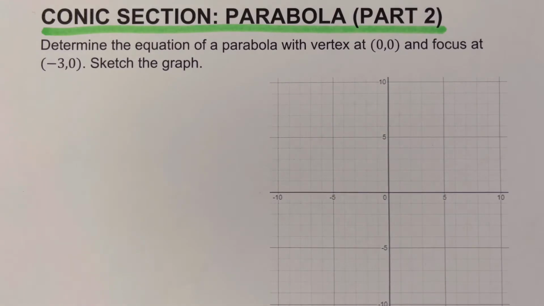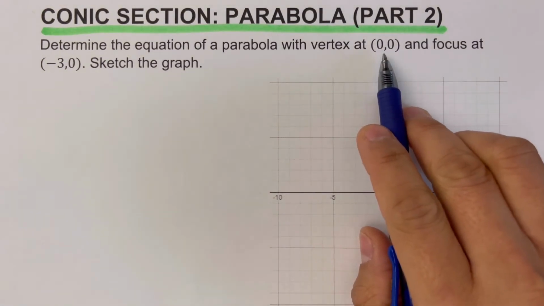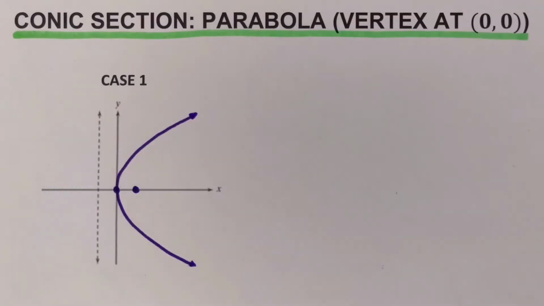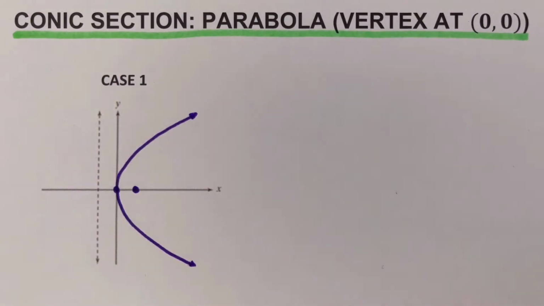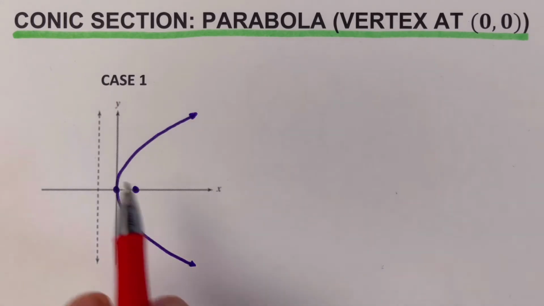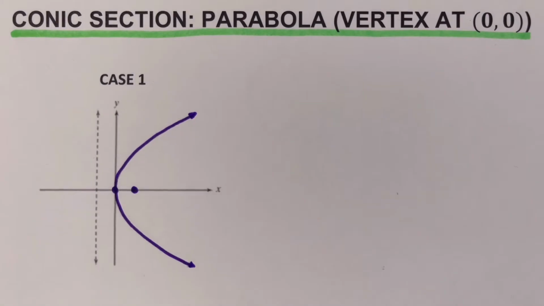Before we go over this example that we have right here, let's have a review on the basics of a parabola with vertex at the point of origin, or at (0, 0). There are 4 cases of a parabola with vertex at (0, 0), and this is the first case right here. Before we go over the details of the first case, let's have the parts of a parabola.